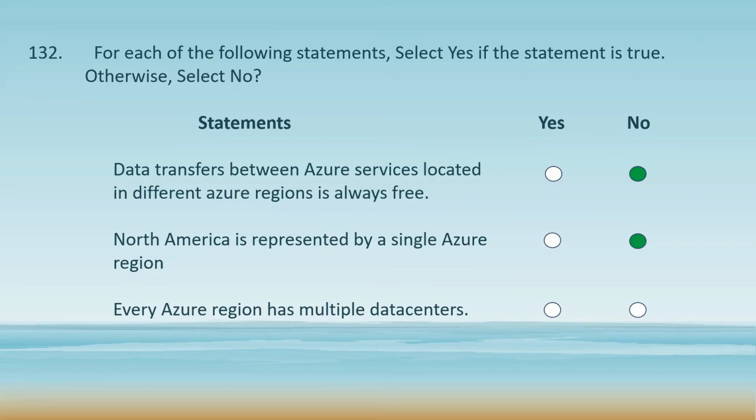Now, the third statement is every Azure region has multiple data centers. Yes, this statement is correct. Each Azure region features data centers deployed with a latency-defined parameter. They are connected through a dedicated regional low-latency network. This design ensures that Azure services within any region offer the best possible performance and security.